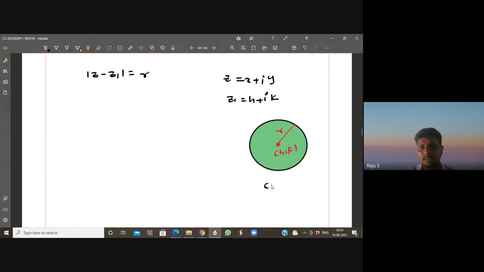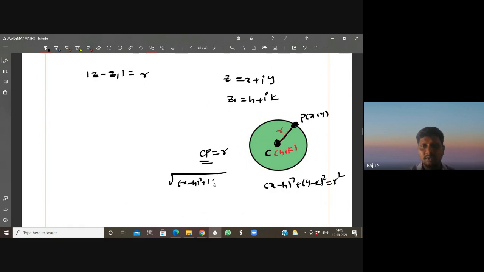Anyone? (x minus h) the whole square plus (y minus k) the whole square is equal to r square. Am I right? Here P is any point on the circle. I'm taking the center as C, and P is any point on the circle. To get this circle equation, CP is equal to R. The distance between C and P is R. So CP is nothing but the distance between two points: root over (x minus h) the whole square plus (y minus k) the whole square is equal to R. When I square both sides, you get this equation. This is the equation of a circle.